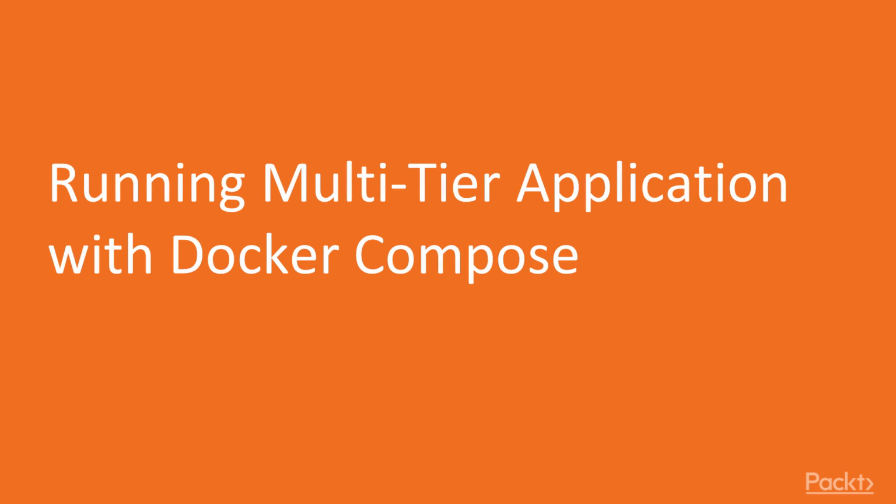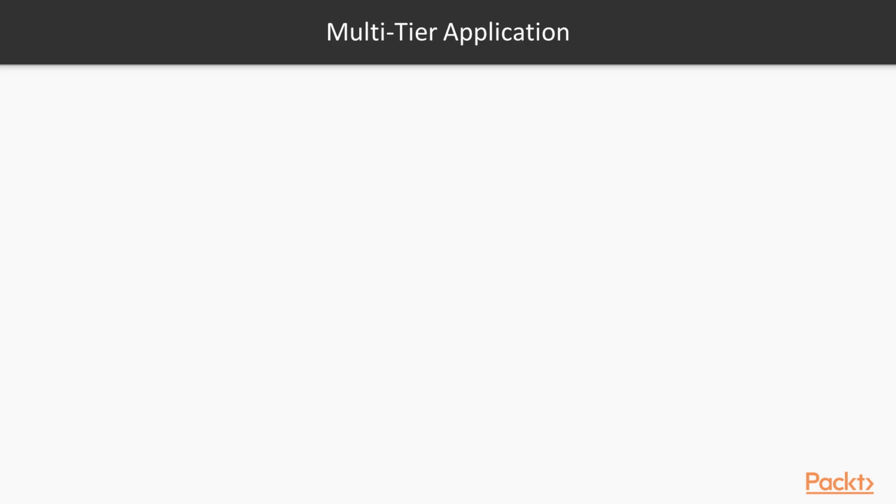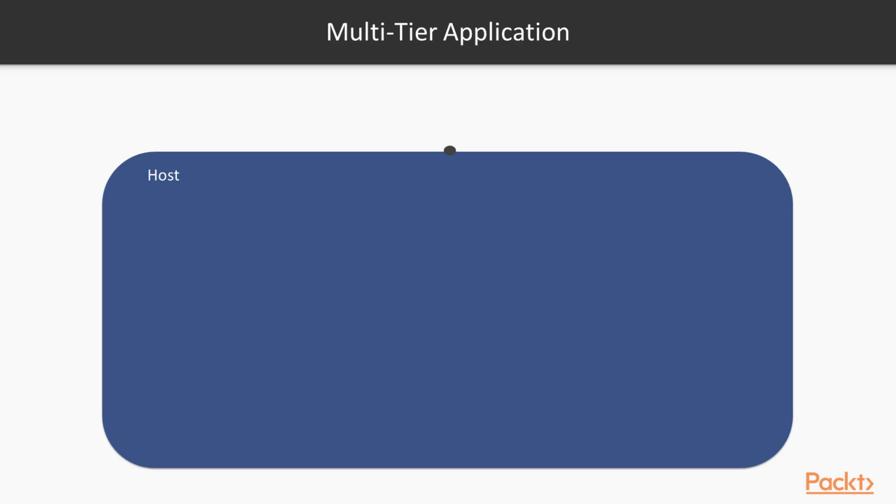In this video, we will learn how to run a multi-tier application with the Docker Compose tool. So let's see how we would set this up. We would have a server on which we would install Docker. We already have Chef Workstation, which has Docker running. That particular instance can also be called the Docker host.